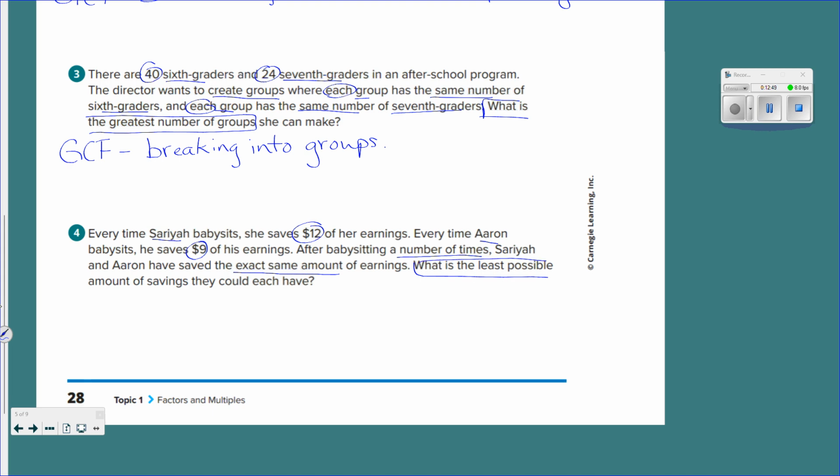Good, LCM. Looking for least amount where they meet.